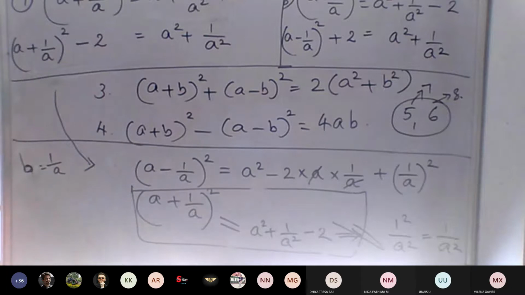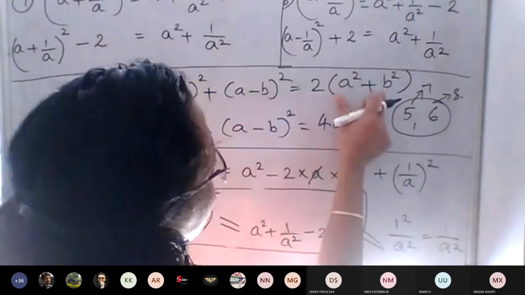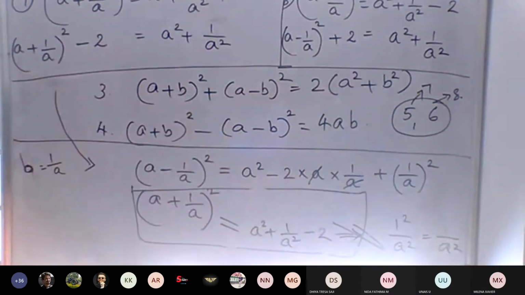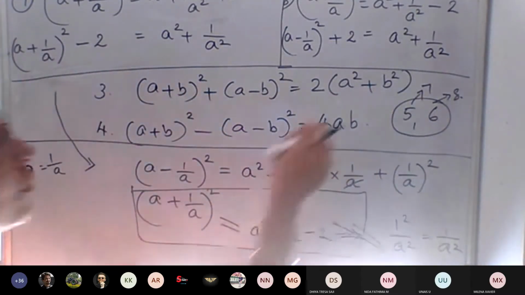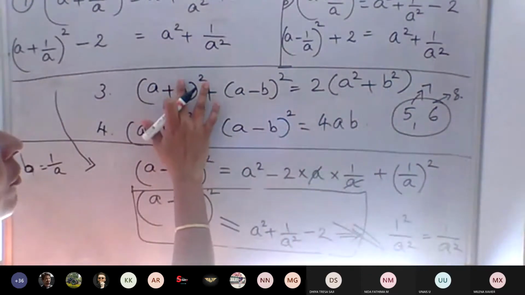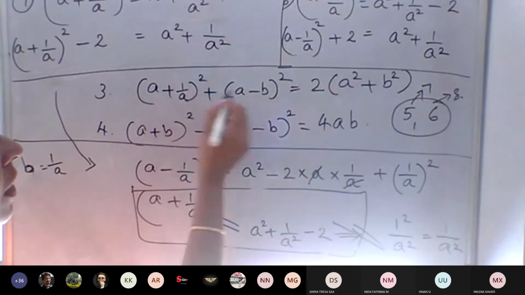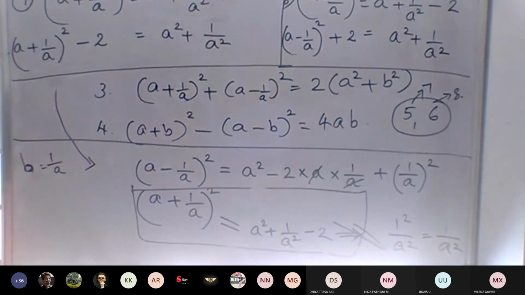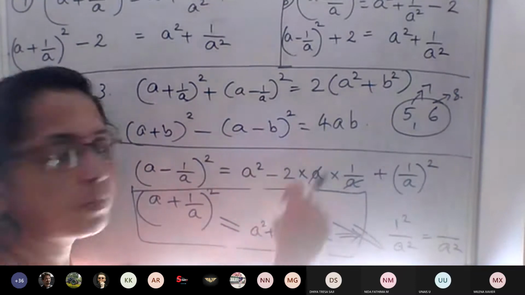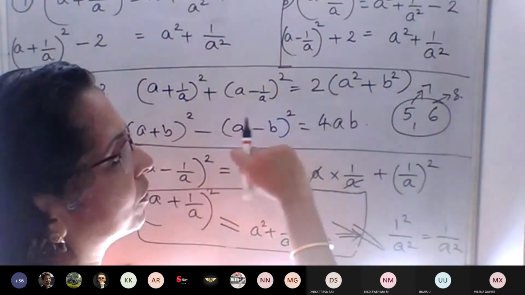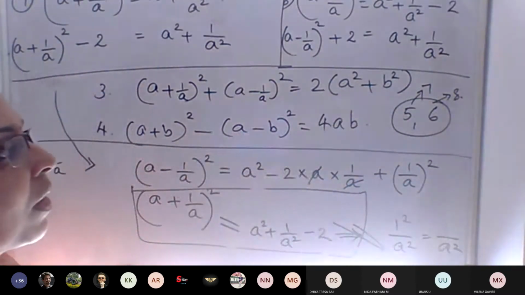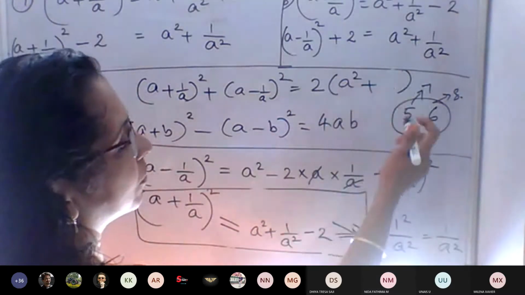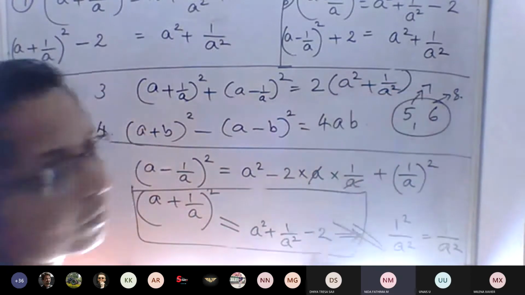In the same way, a plus b whole square plus a minus b whole square we got as 2 into a square plus b square. So instead of b, if we replace it with 1 by a, what will happen? Instead of b, if you write 1 by a, the same thing will happen. So 2 into a square plus 1 by a square.